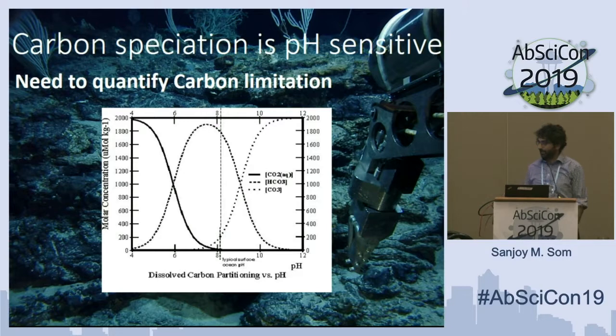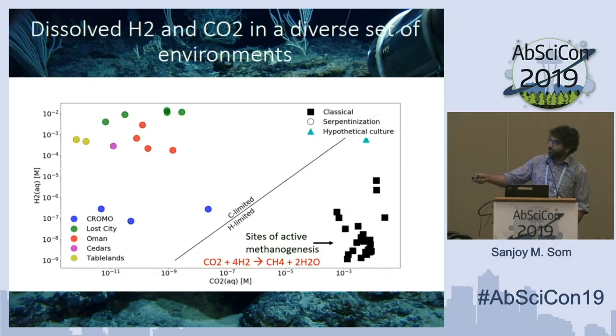Now, is that important? Well, let me illustrate this in another plot. Here I plot hydrogen concentrations on the y-axis and CO2 concentrations on the x-axis. These black squares are a collection from the literature of sites of methanogenesis, right? Rumen guts, rice soils, swamps, lake sediments, just a collection. They all plot down here, high CO2, low hydrogen, whereas sites of active serpentinization, again a collection from the literature, Chromo, Lost City, Oman, Cedars, and Tablelands, they all have high hydrogen, more or less, and very low CO2.